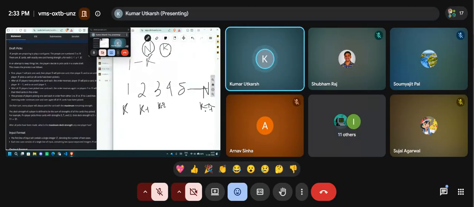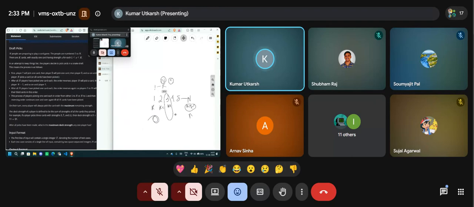And then, if the cards are not finished, we reverse this loop. Then n gets the next card, that is k minus n, and it goes on till like here, correct? So we need to find what is the maximum power an index can have, right? So what did you do here, Arnav?